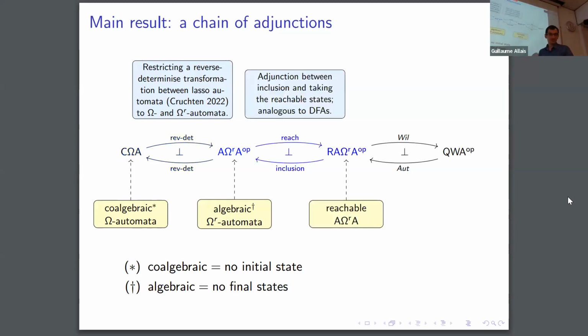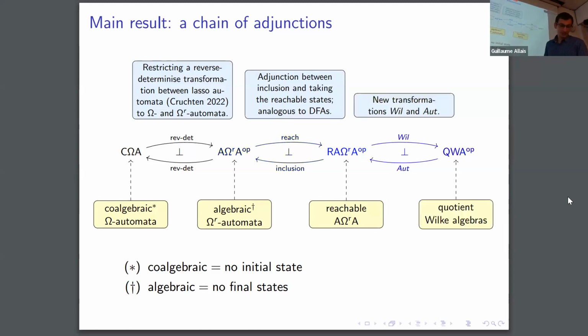And then the second adjunction is between algebraic reverse omega automata and the reachable algebraic reverse omega automata. And this is actually very, very similar to an adjunction between DFAs and reachable DFAs. So this is actually to a large extent just noticing that the same thing works for omega automata. As I told you, it often does.